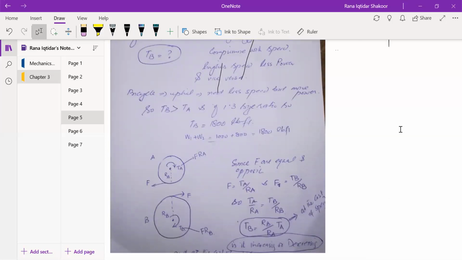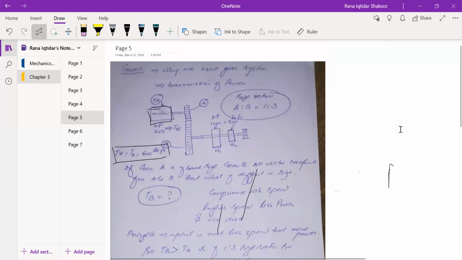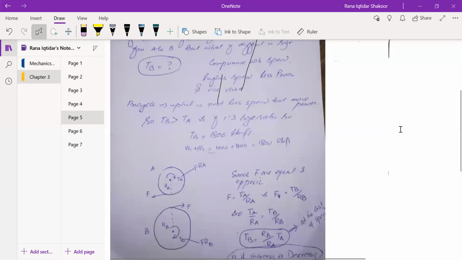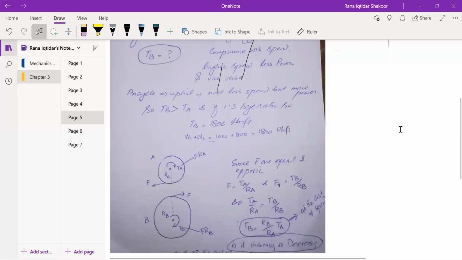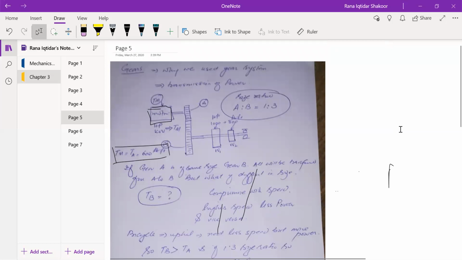Right now, suppose that the ratio of gear A and gear B is 1:3. So if gear A is producing 600 pound-feet, what will be TB? What will be the torque produced by this gear B? Since it is 3 times larger than gear A, definitely it will go up to 1800 pound-feet. So TA, that was 600 pound-feet, is converted into 1800 pound-feet at this particular point over here.